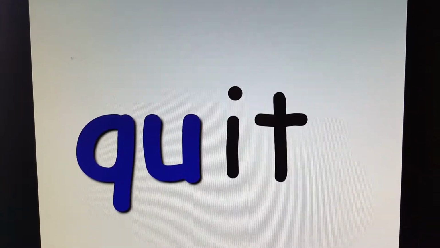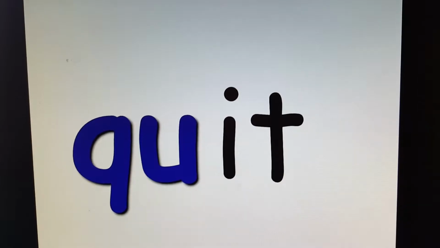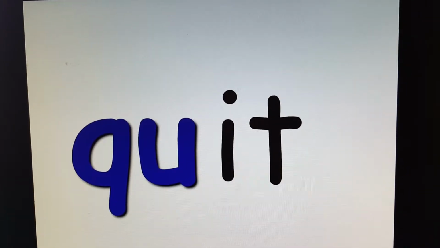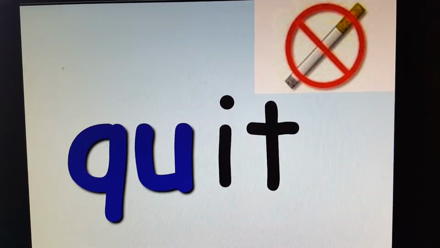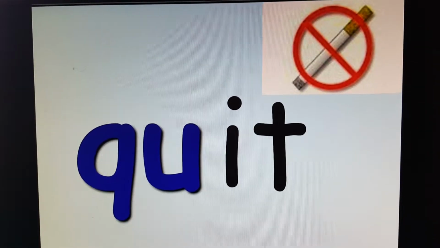All right, quit. Sure. And you know what quit means. It means to stop something. And if you see that, it means to stop smoking. To quit means to stop.